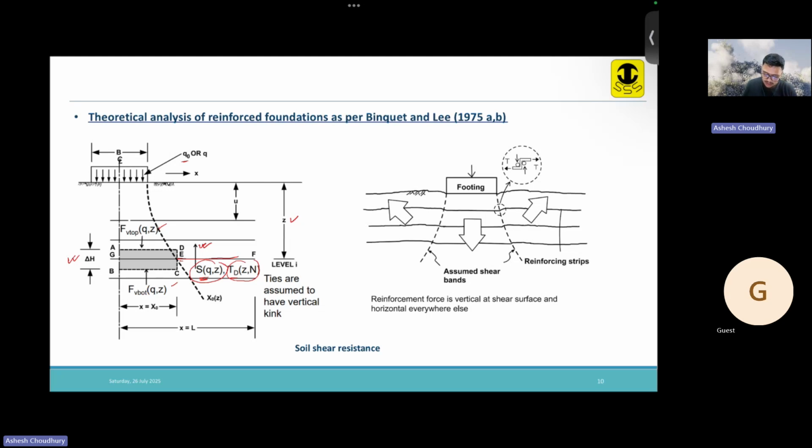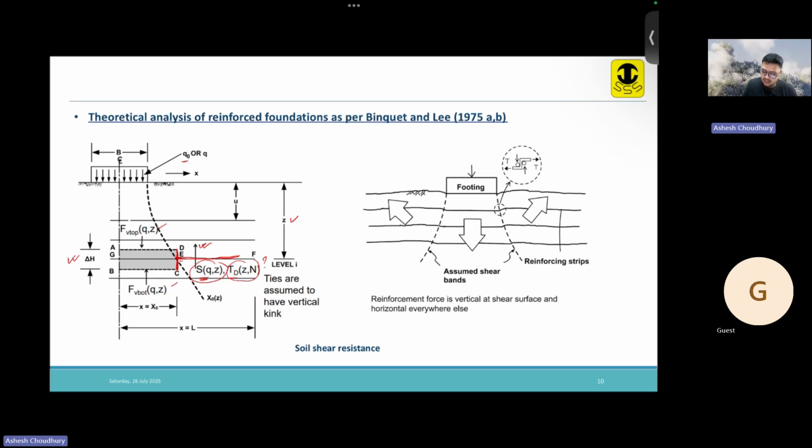So S is vertical is fine because we are considering this surface, right? In that surface, we are considering the shear force, the shear resistance. So S is vertical, it is fine. But why are we considering TD as also vertical? TD should be horizontal, right? Because the reinforcements are placed horizontally, isn't it?